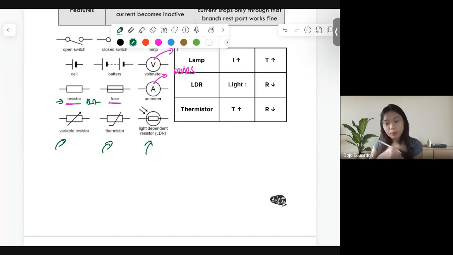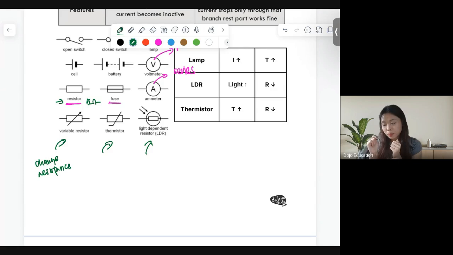Okay. But what is variable resistor? Variable resistor just means that I can vary the resistance of my resistor. So now I want my resistor to be maybe 10 ohm, or I want it to be less resistance and I adjust it to like 2 ohm. Okay, so I can change the resistance. And it's represented with an arrow in the middle.